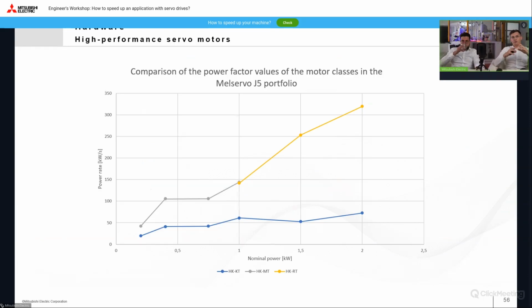So in summary, let's look at the graph of power rate values for ultra low and low inertia motors as a function of their power. We can see that the rate is clearly higher for the lower inertia motors, so ultra low inertia motors, RT and MT motors, gray and yellow line. And that it increases dramatically with power. 2 kilowatt RT motors have more than 4 times the acceleration capability in comparison to KT.